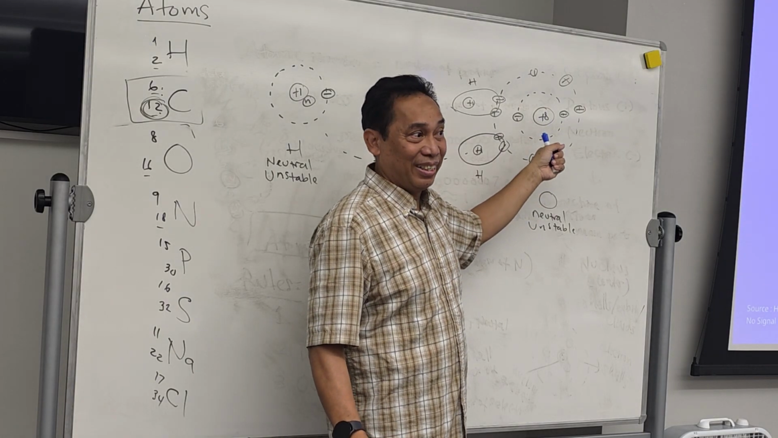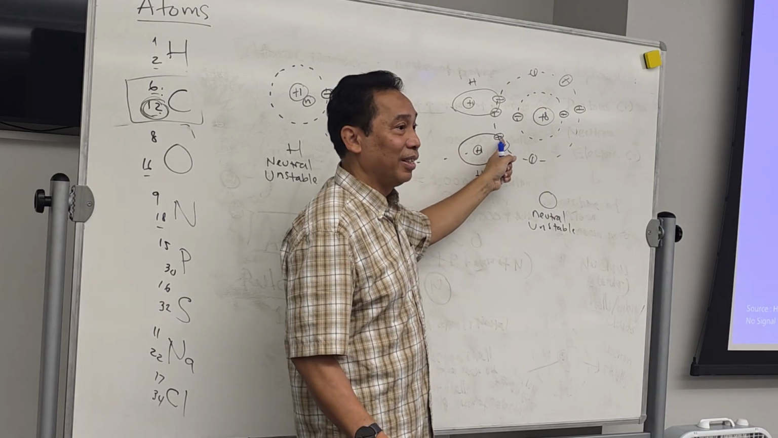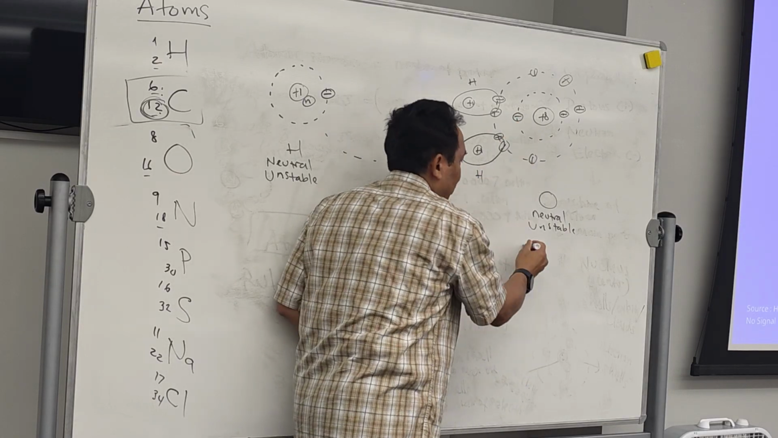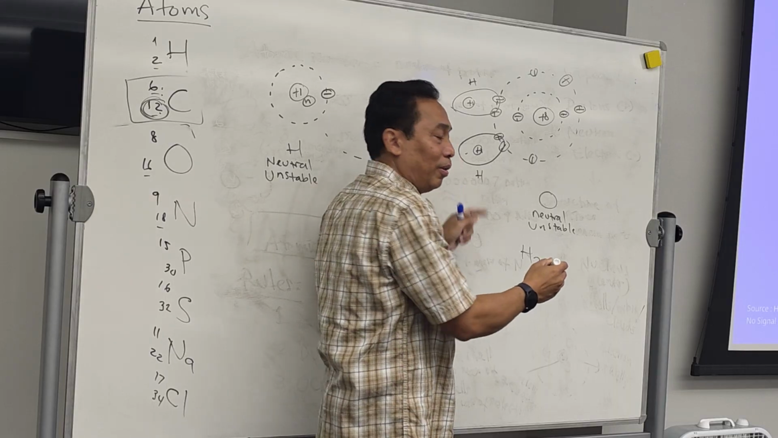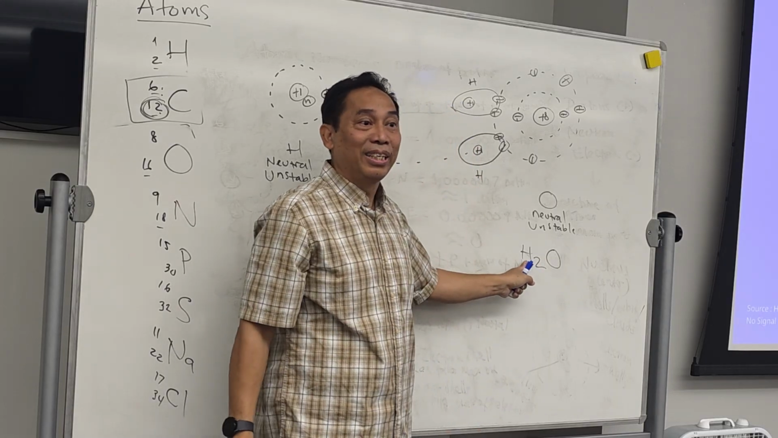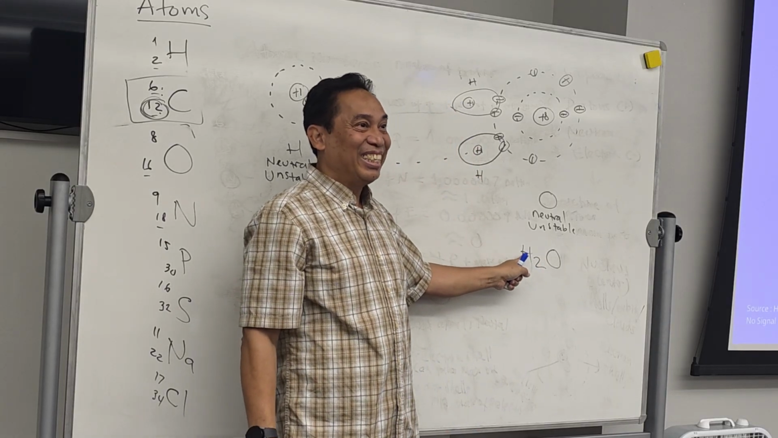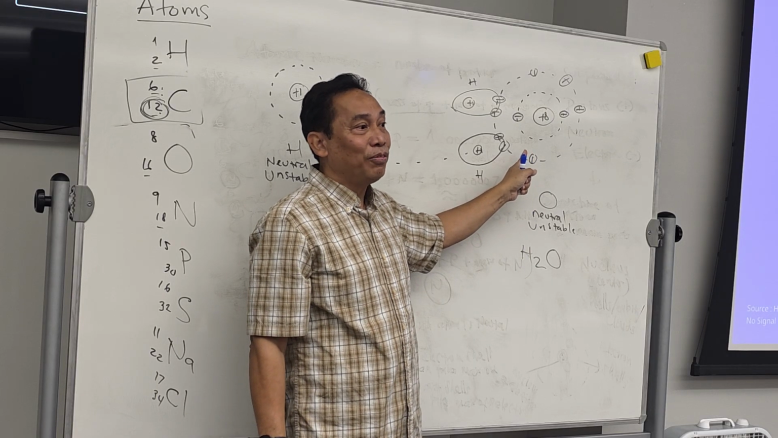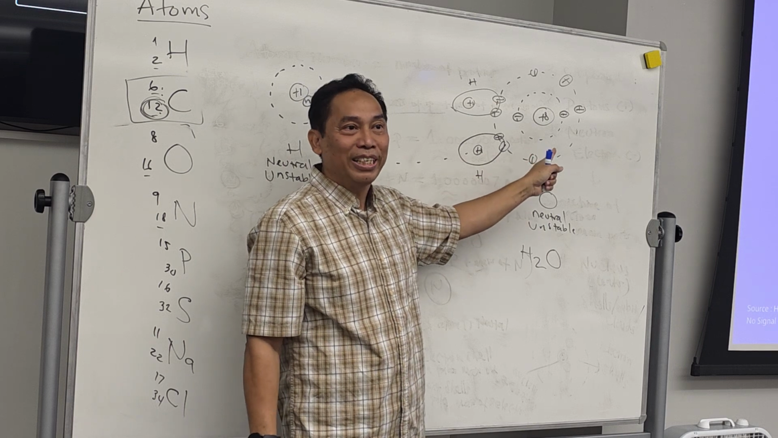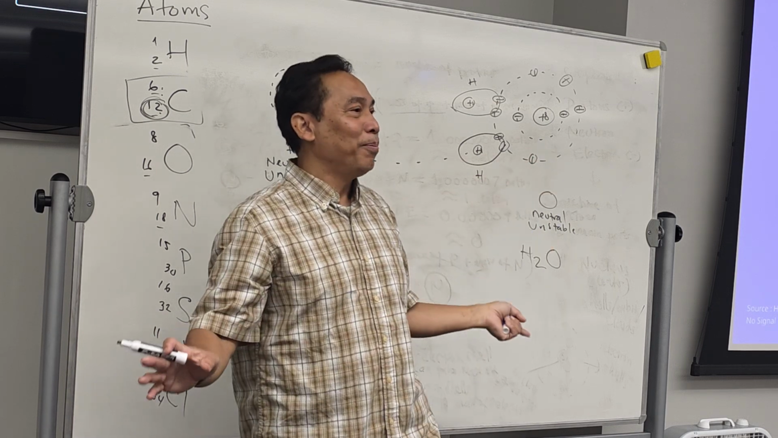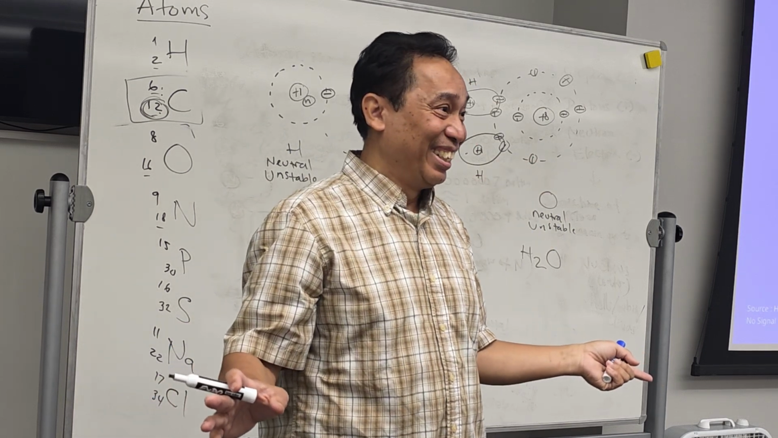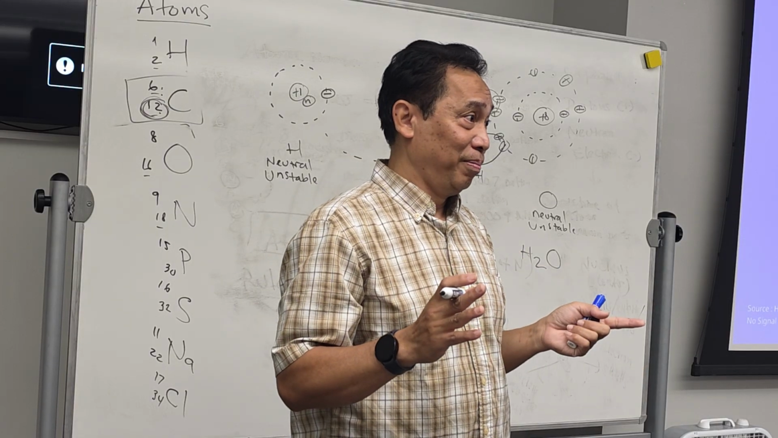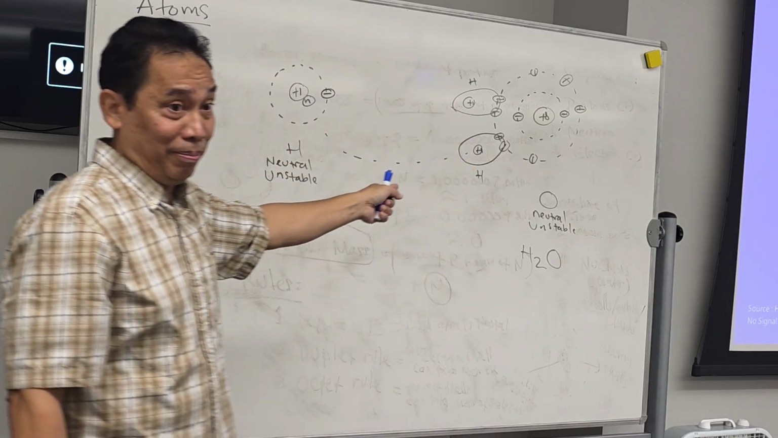It's combined. How many hydrogen are in this combination? 2. How many oxygen? 1. Do you know what this is? Water, right? This is how water is created, by the combination of 2 hydrogen and 1 oxygen that make all of them happy. Now you have water. Now they are stable. Okay? Now you have that molecule.